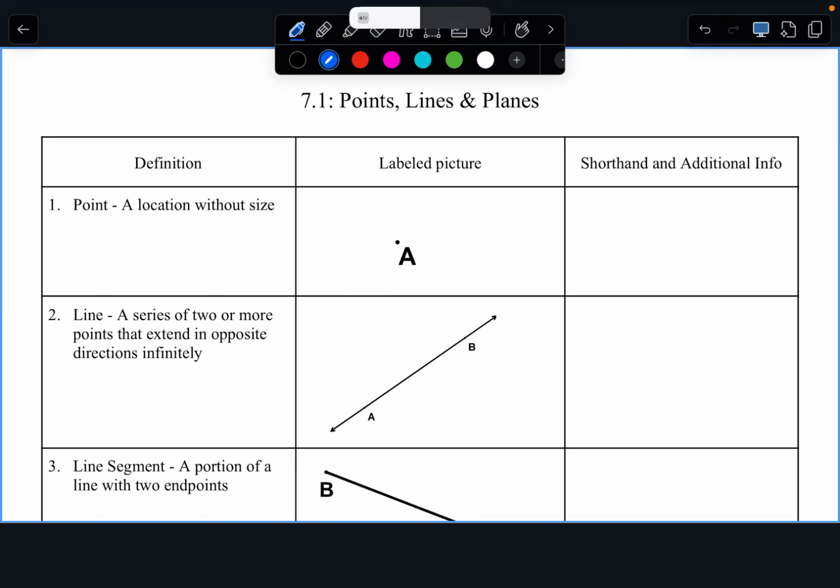Today we are starting Unit 7. Section 7.1 is all about points, lines, and planes, and it's mostly dealing with definitions. So, point. A point is a location that does not have a size. We can just label that as point A.